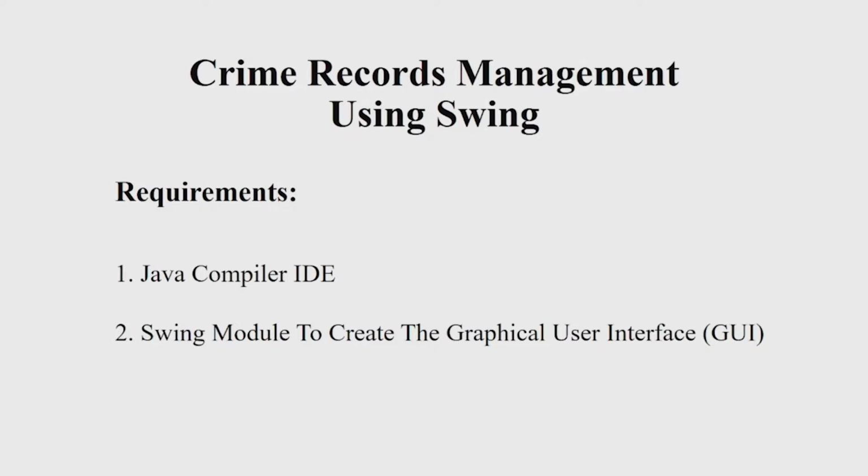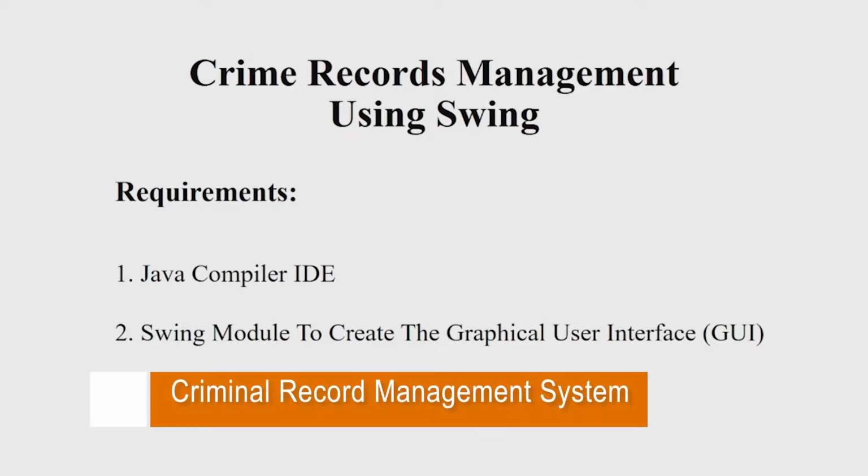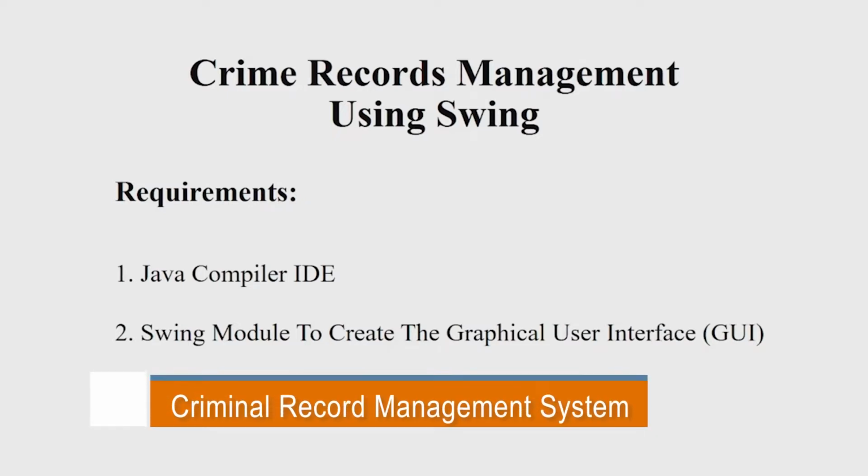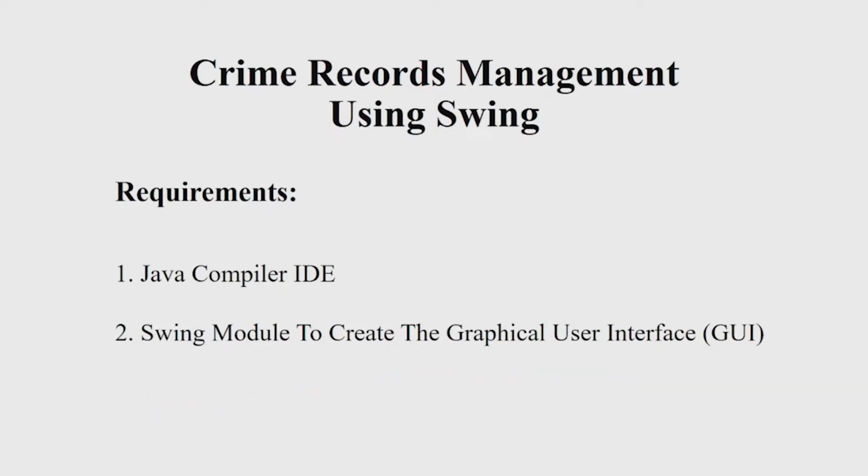Today, we are going to make a Java project on crime record management system. So let us begin. Let us now see the requirements. You will be requiring a Java IDE, you can choose any IDE of your choice, and a Swing module to create a good looking interface. Let us now understand the working of the source code.